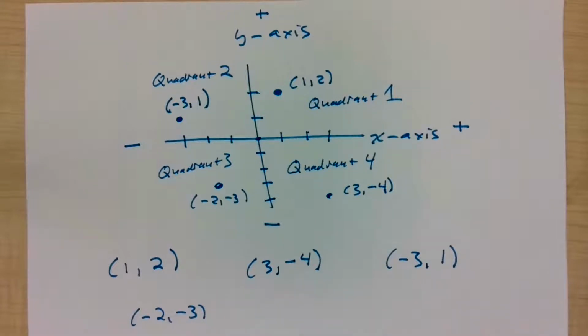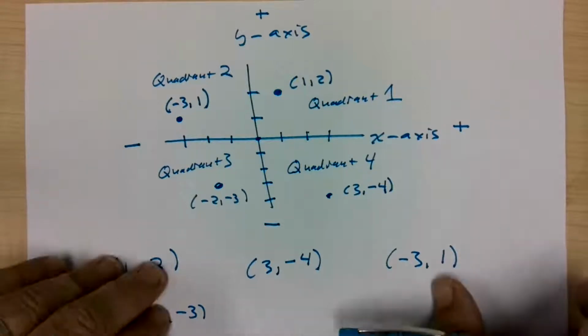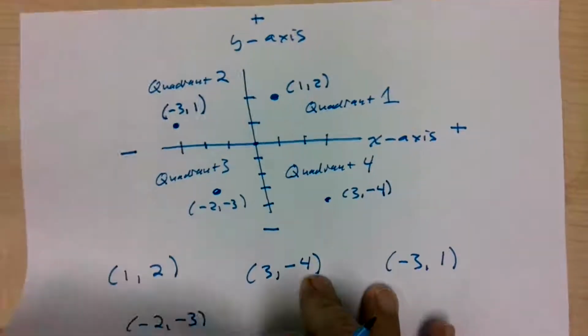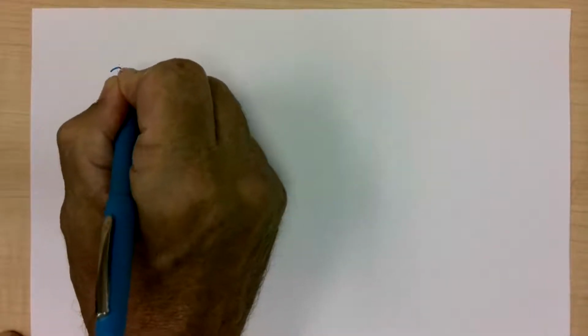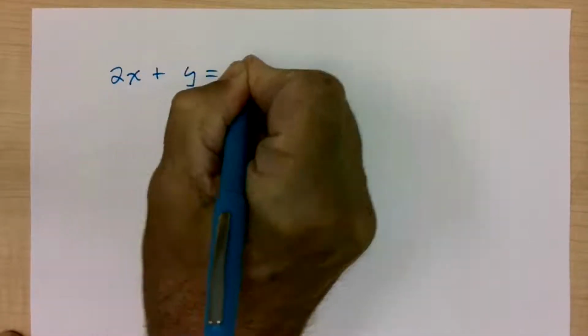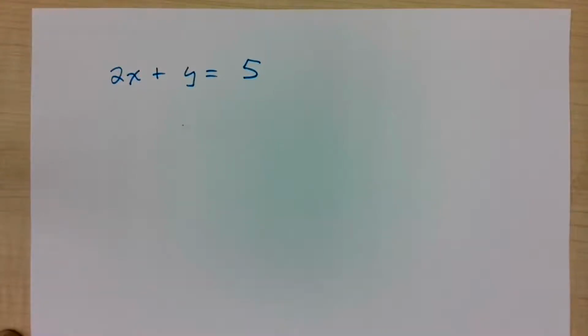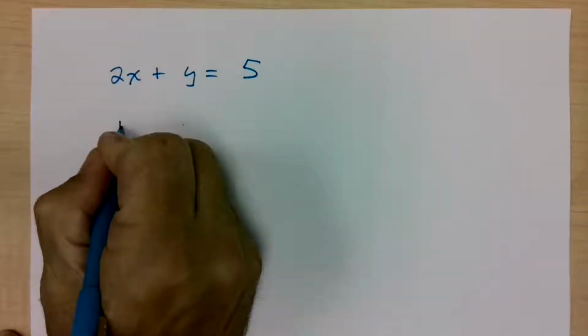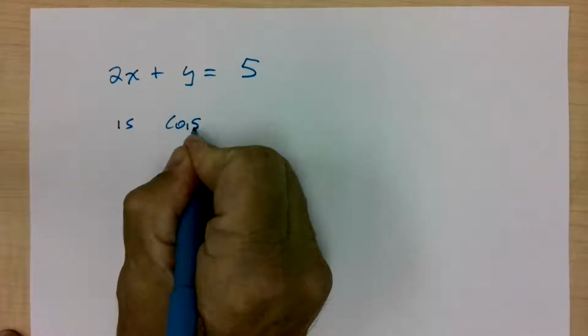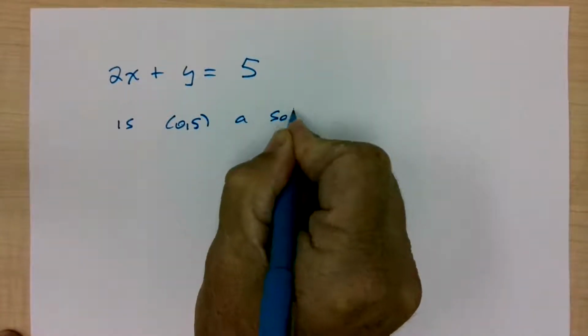Now, eventually, our goal is going to be determining solutions to linear equations. So, for example, if I'm looking at 2x + y = 5, I want to know which points make this true. So we'll look at 2x + y = 5. And the first question I will ask is: is (0, 5) a solution?